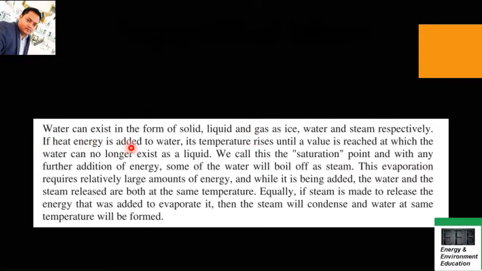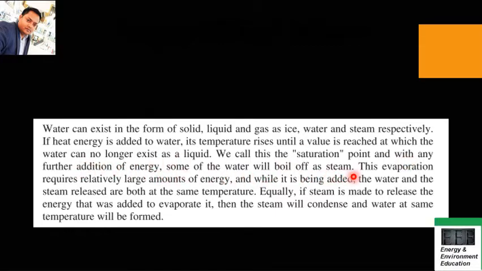If heat energy is added to water, suppose water is at a normal temperature, its temperature rises until a value is reached at which the water can no longer exist as a liquid. Initially the water remains in liquid form at a normal temperature. Now you start heating it, so slowly the temperature starts increasing, and we call this the saturation point. With any further addition of energy, the water will boil off as steam.